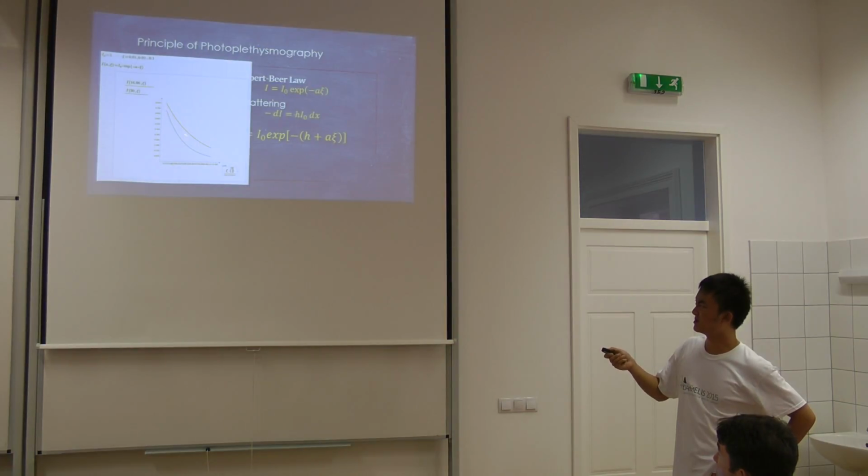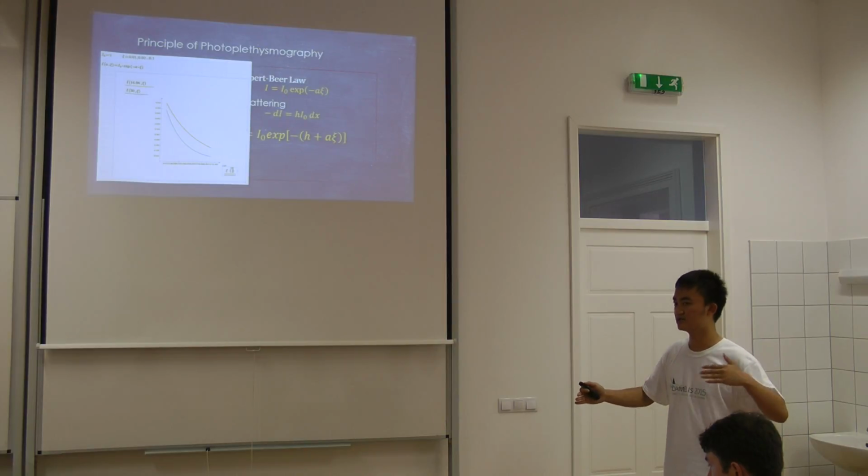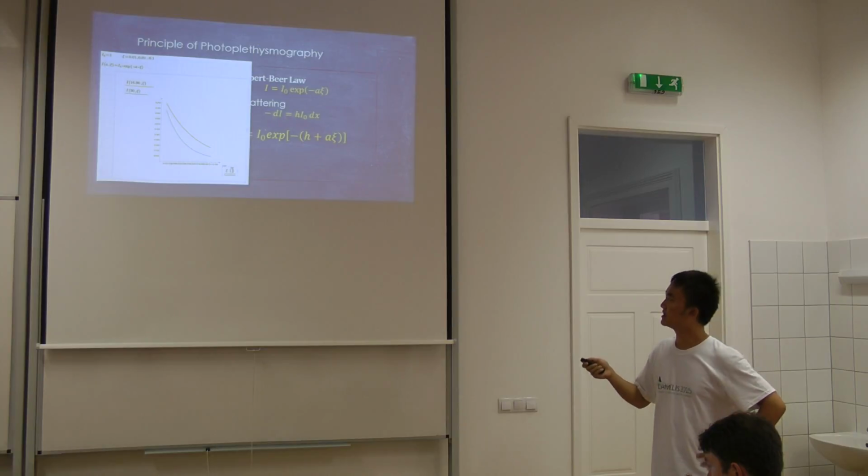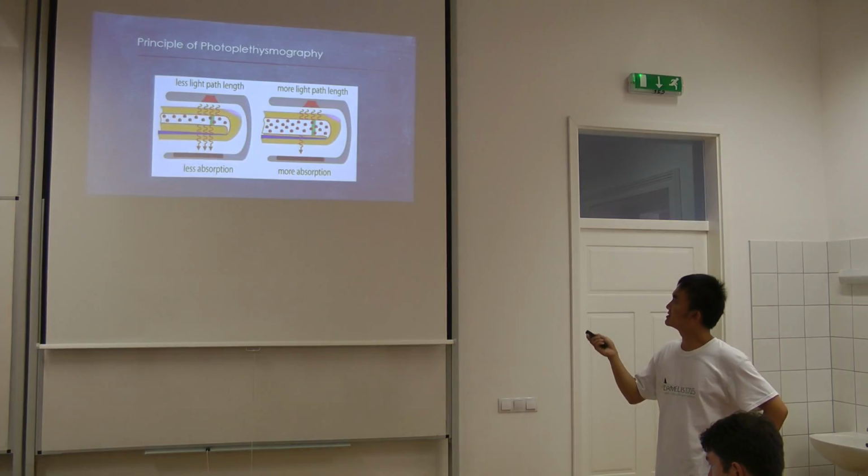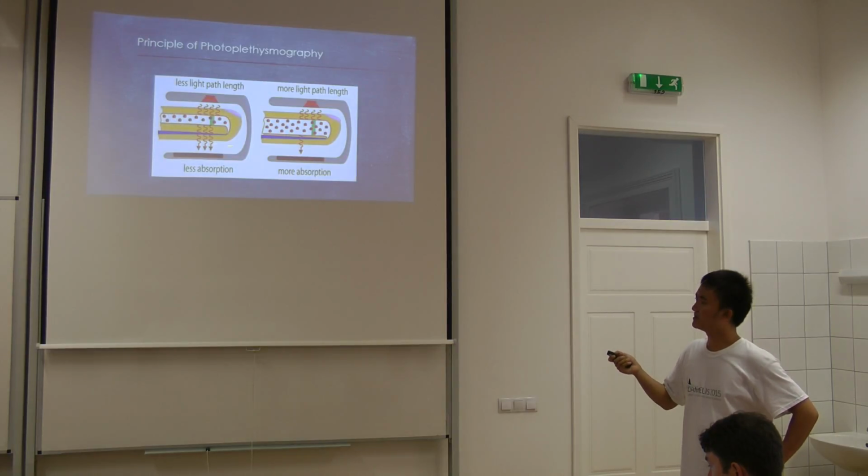We can see from here to here it's almost linear. And you can see that alpha is the coefficient of absorption, and sigma is the length, or how long the light goes through our tissue and also our vessels. So this is the picture. You can see this is our finger, and this is the vessel.